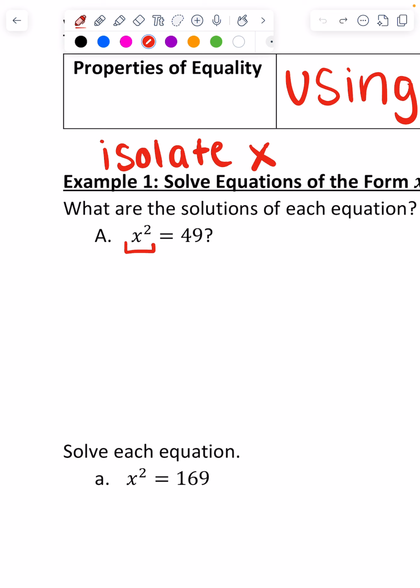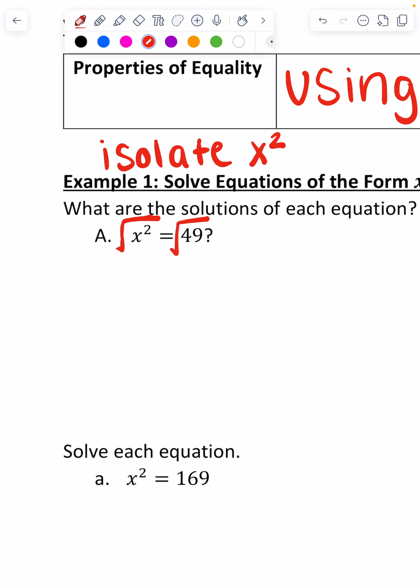Once x squared is on its own on one side of the equation, here's what we're going to do. We're going to take the square root of it. This little 2 exponent is the inverse of taking the square root. Just like how plus and minus are opposites, a square and a square root are also opposites. And whatever I do to one side, I always do to the other.